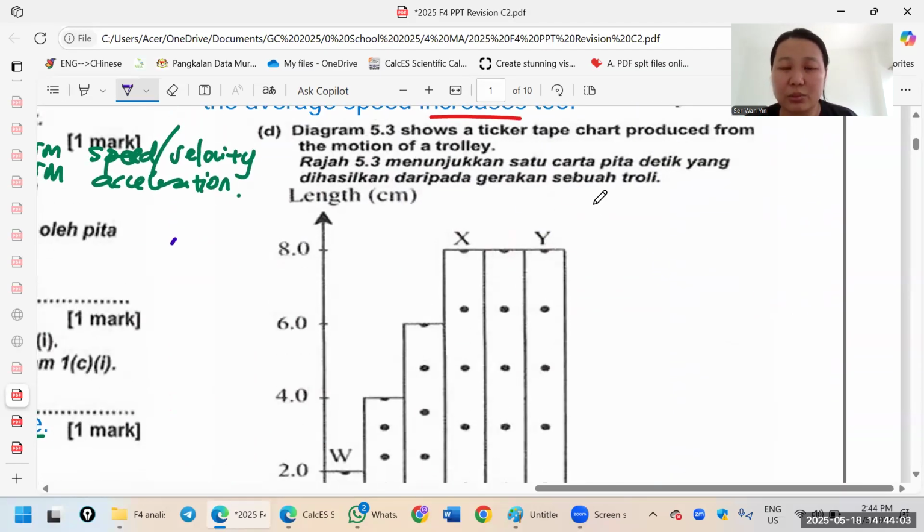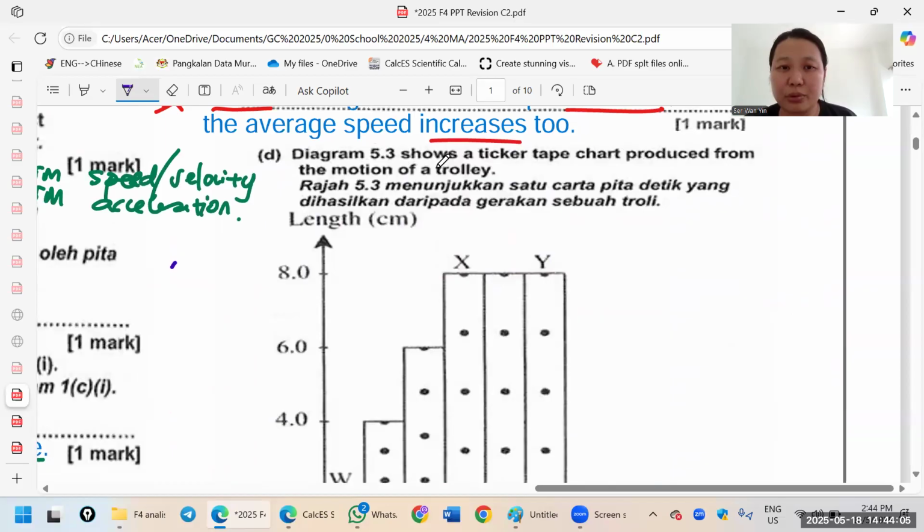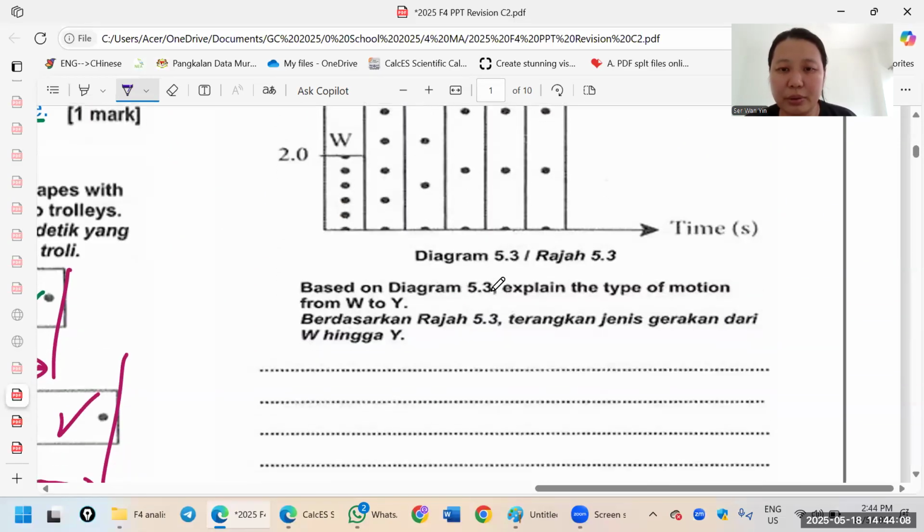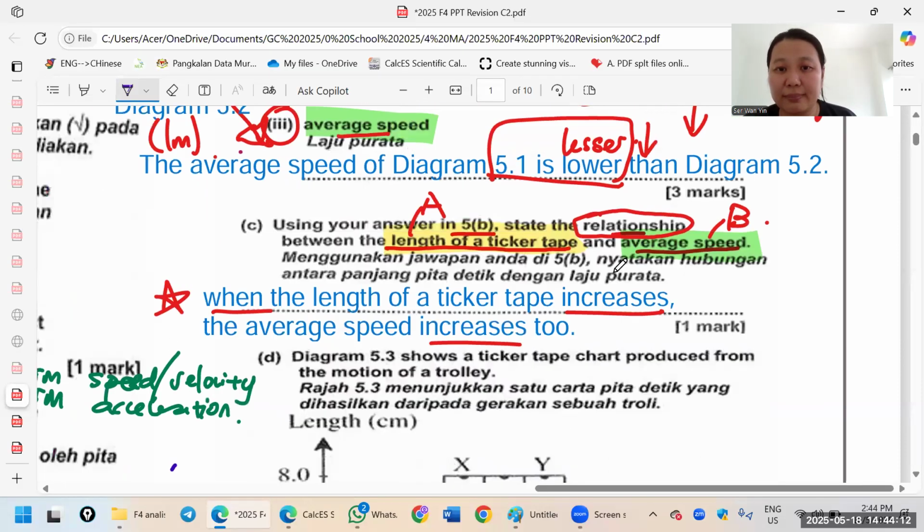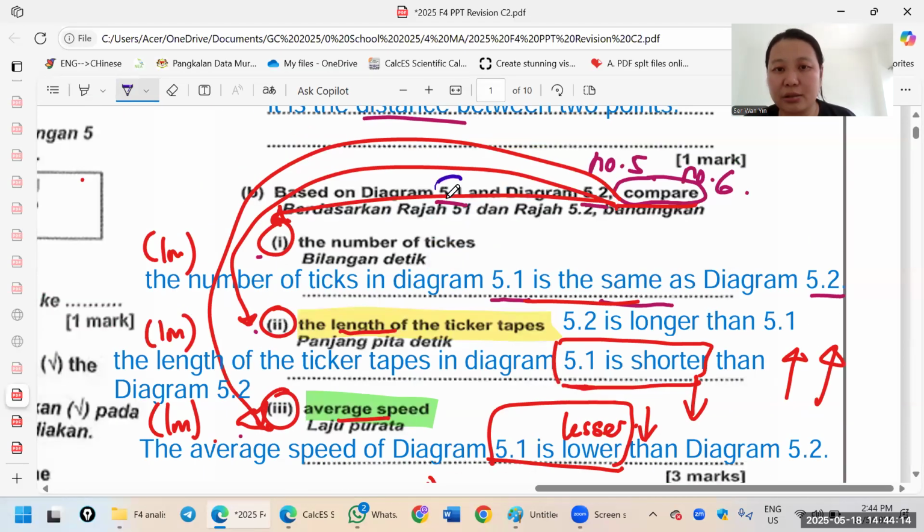All right, so now this one. This is the ticker tape chart produced by the motion, based on 5.3. Be careful, sometimes when you compare, they ask you to compare 5.2, 5.3, 5.1A, 5.2B.